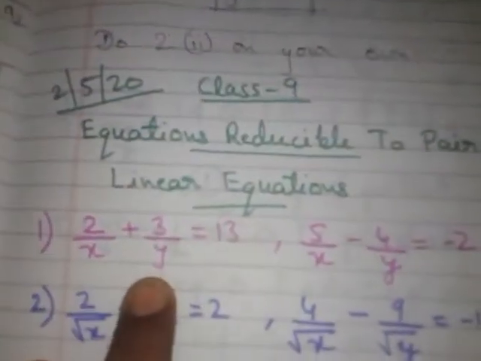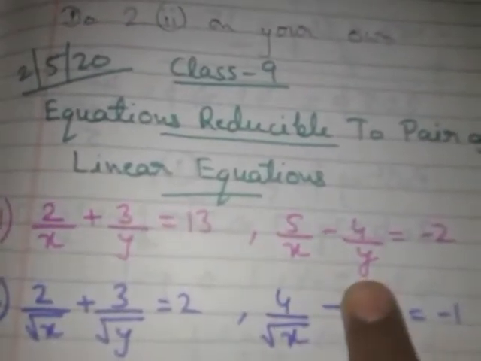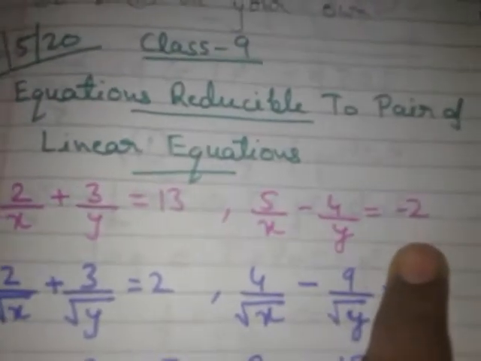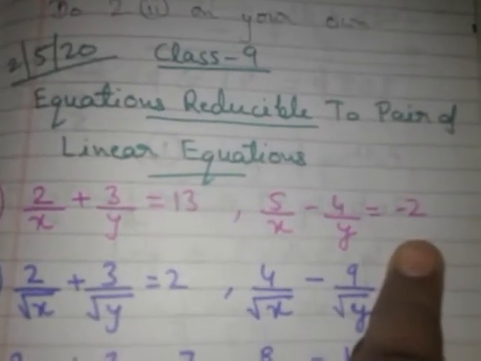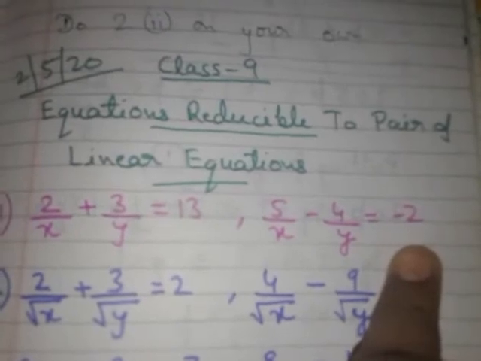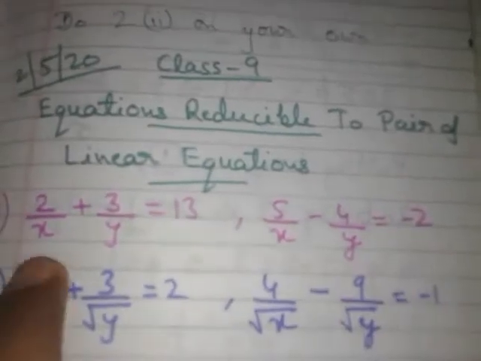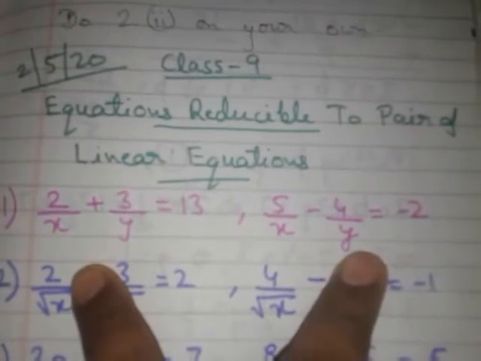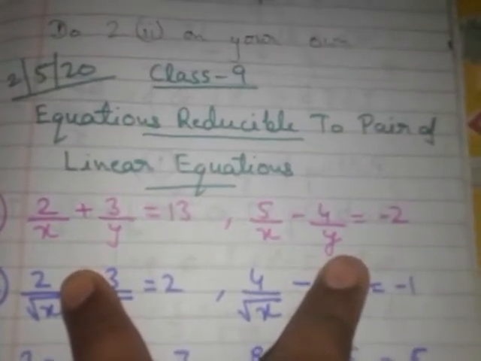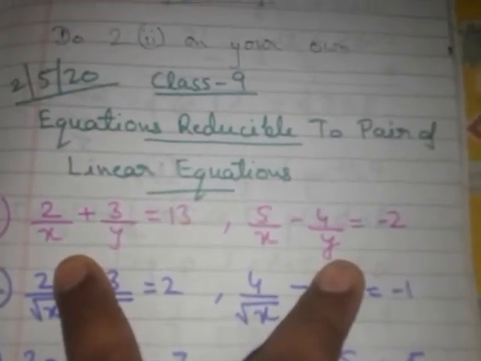For example, suppose our equations are 2 upon x plus 3 upon y is equal to 13 and 5 upon x minus 4 upon y is equal to minus 2. You have to find the values of x and y. Can you find them directly? No. Why? Because they are not linear equations; the variables are in the denominator. So we will first reduce them to a pair of linear equations and then solve.